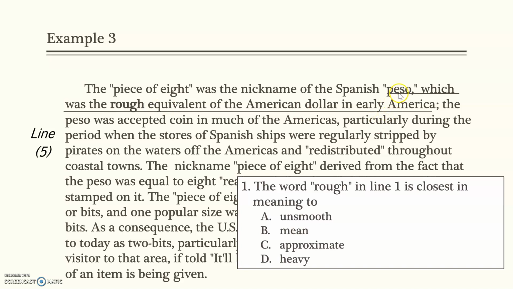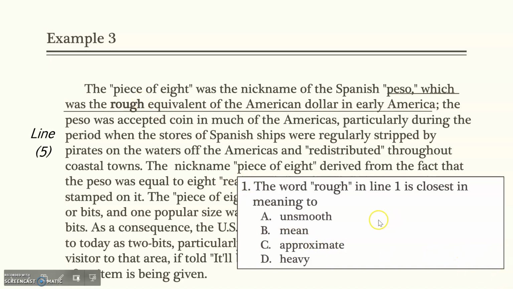Peso, it's a name for a currency, peso, which was the rough equivalent of the American dollar in early America. So peso and American dollar, both are currencies, different currencies. And this is using equivalent, the rough equivalent. So it's like comparing between two currencies, peso and dollar. So rough equivalent can mean approximate or average equivalent.